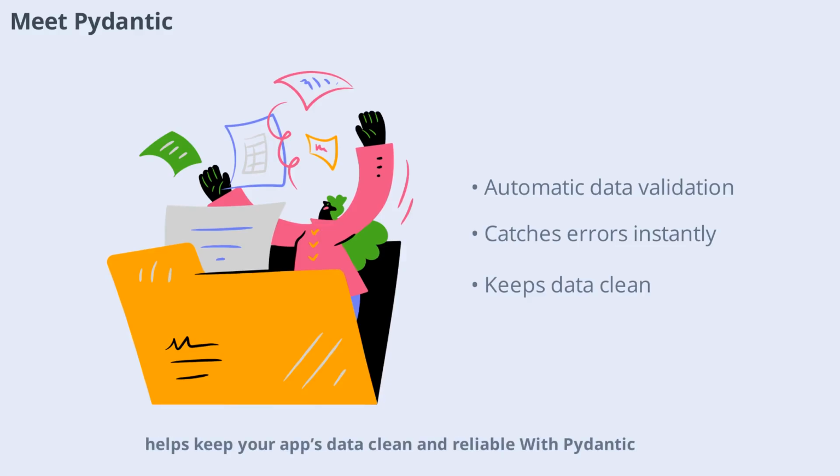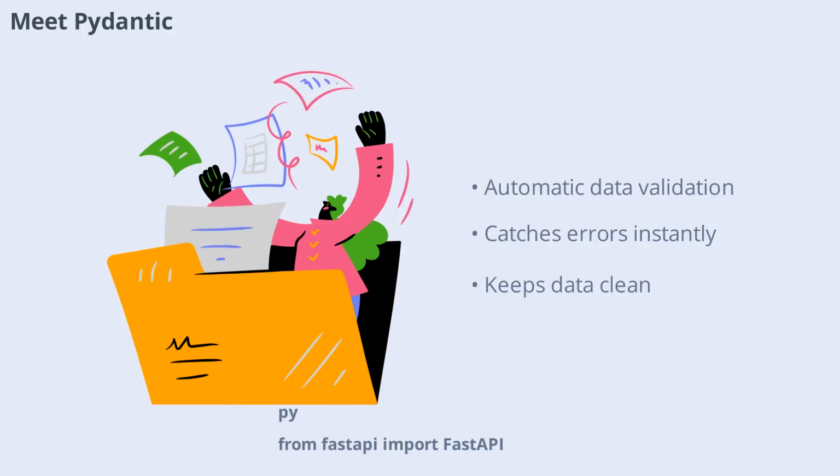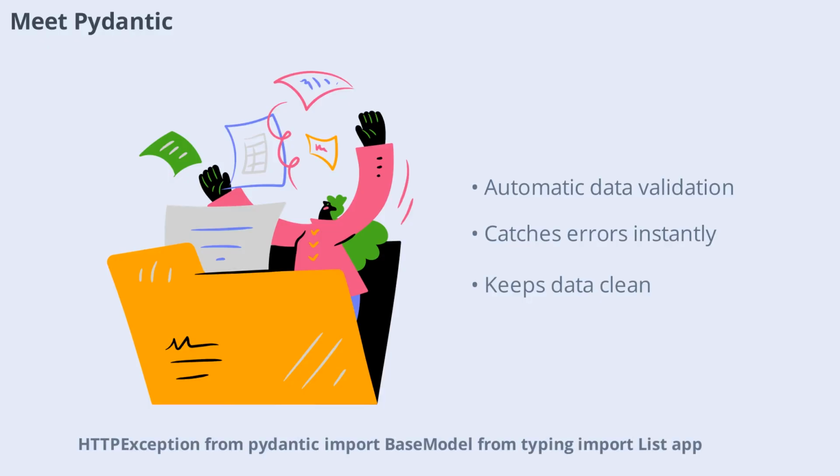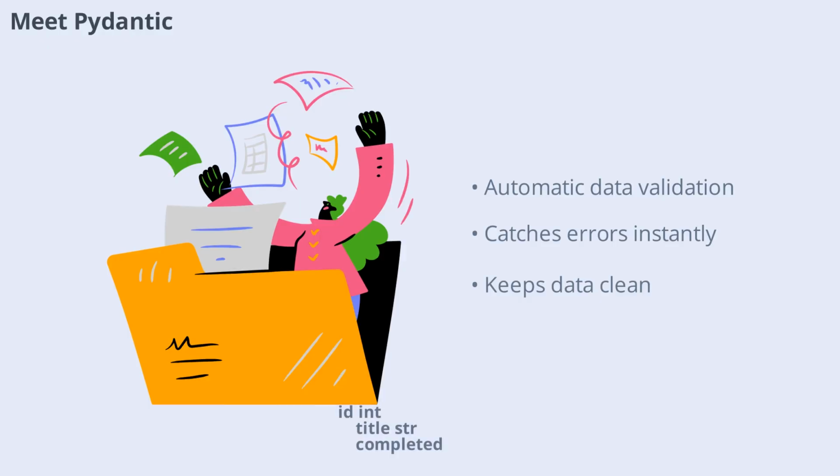Let's create a basic CRUD API. Create main.py. From fastapi import FastAPI, HTTPException. From pydantic import BaseModel. From typing import List. app = FastAPI(). # Data model. class Task(BaseModel): id: int, title: str, completed: bool = False. # Fake in-memory database. tasks: List[Task] = [].